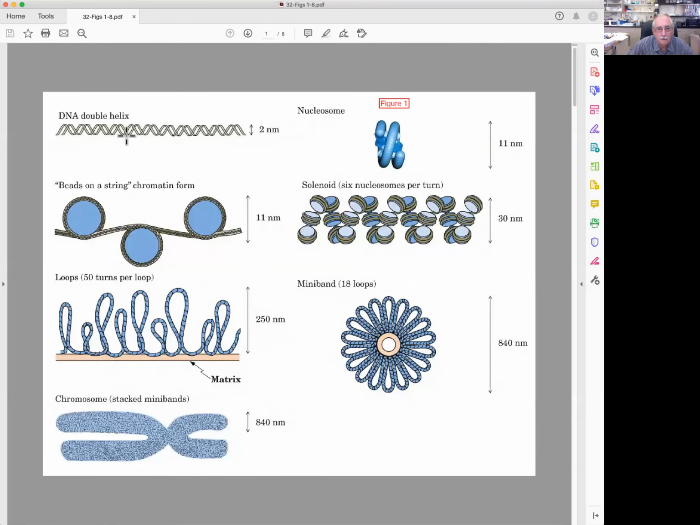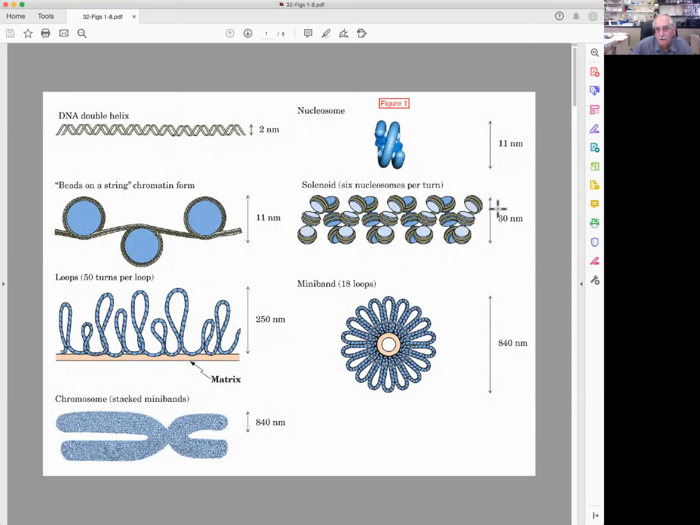So here's the DNA double helix. You can see that it's about 2 nanometers in diameter, the basic thread. Then it's twisted around into what's called a nucleosome. Here's histone protein in the middle, and the DNA is wrapped around it. When you have a whole bunch of nucleosomes, the DNA is wound up around these nucleoproteins.